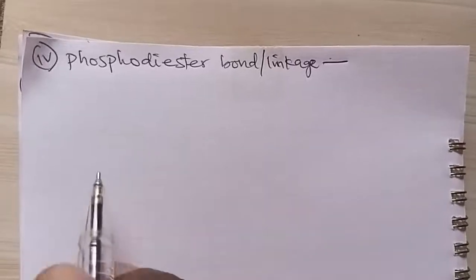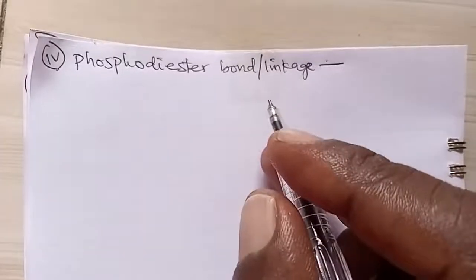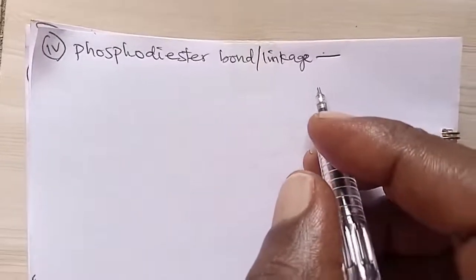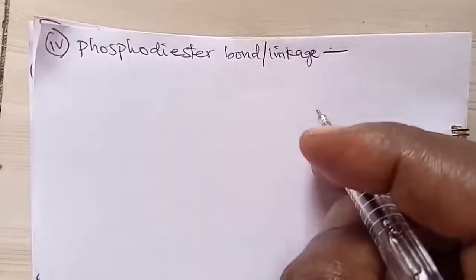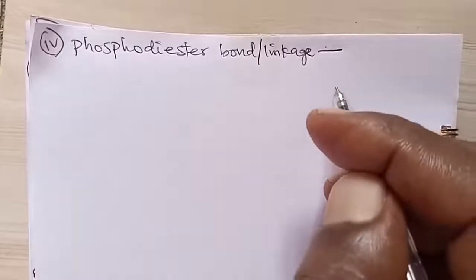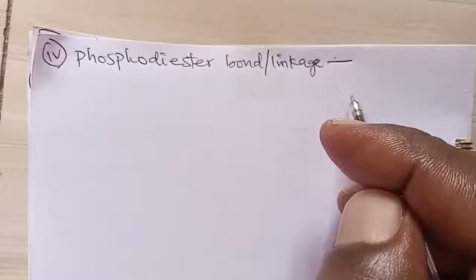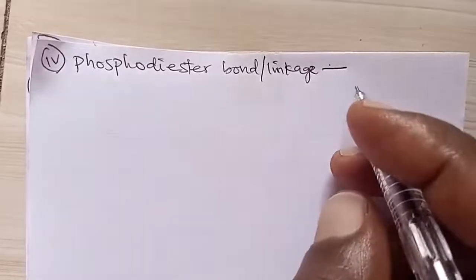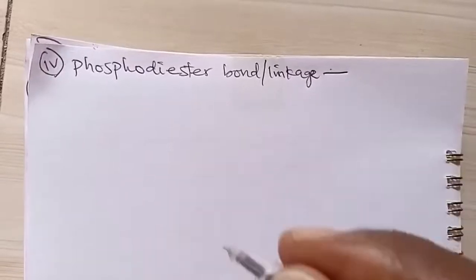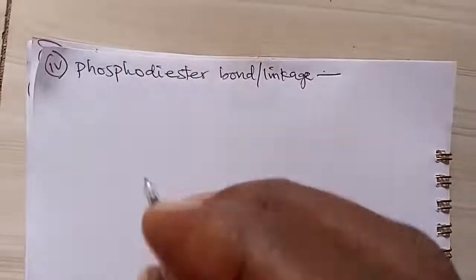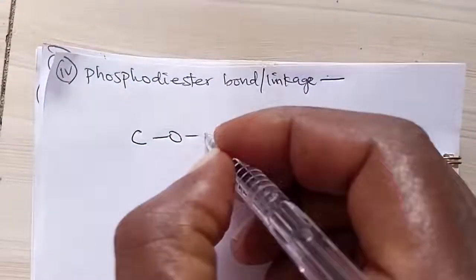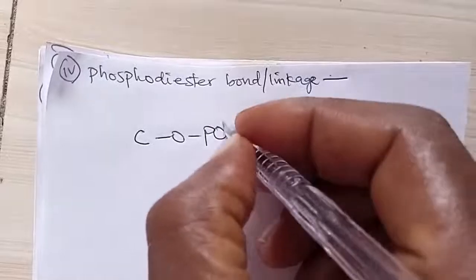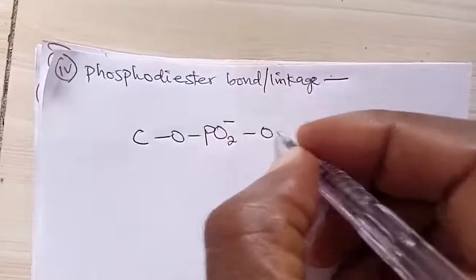The next one is phosphodiester bond or linkage. This bond occurs when exactly two of the hydroxyl groups in phosphoric acid react with hydroxyl groups on other molecules to form two ester bonds. The bond involves this linkage, that's C-O-PO2(-)-O-C.